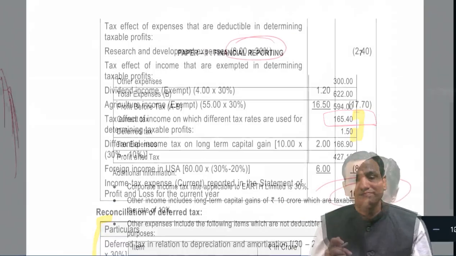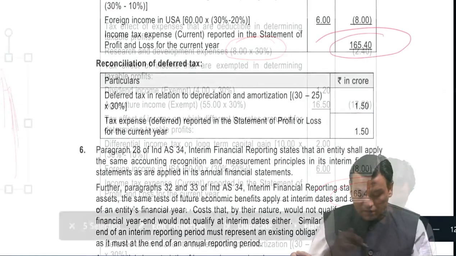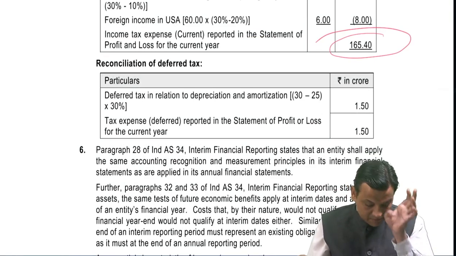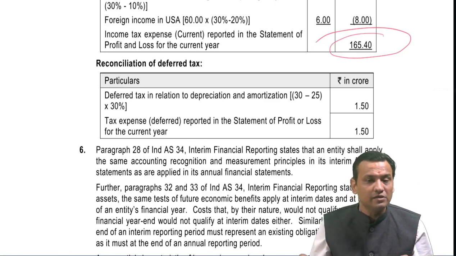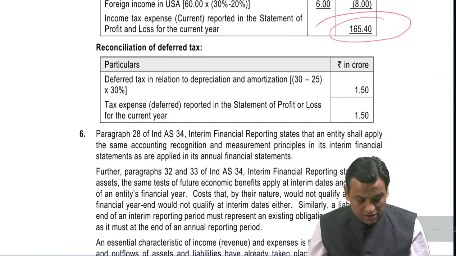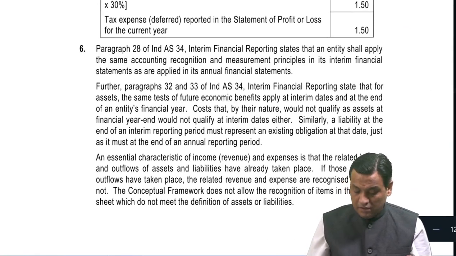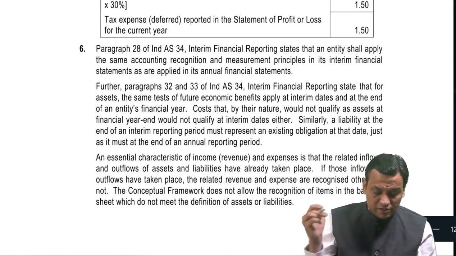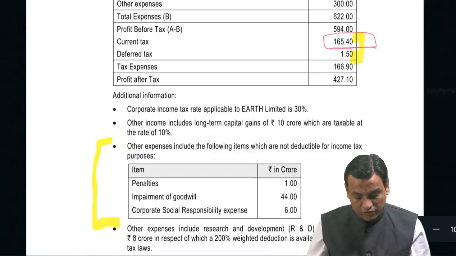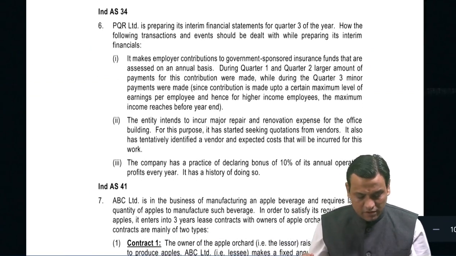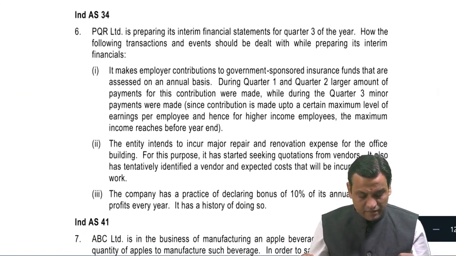165.40. Now comes the deferred tax point in relation to depreciation and amortization. 30 minus 25 into 30%, so it's 1.5. Tax expense deferred and reported in the statement of P&L is also 1.5. So not a big issue on this. Friends, let us now move on to the next area of our discussion, that is Ind AS 34. This is just a reconciliation with respect to our Ind AS 12, we can say.